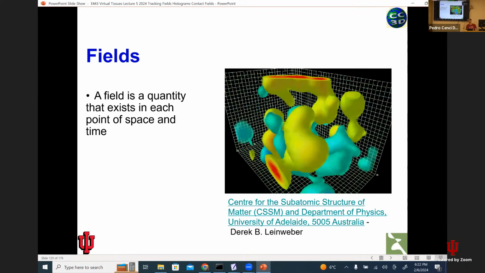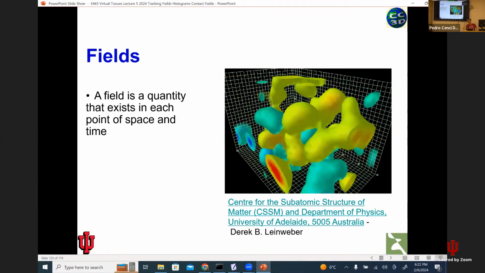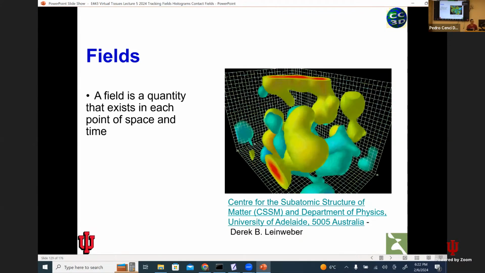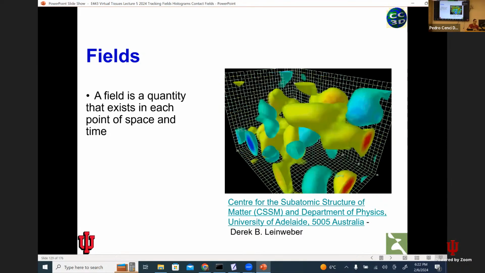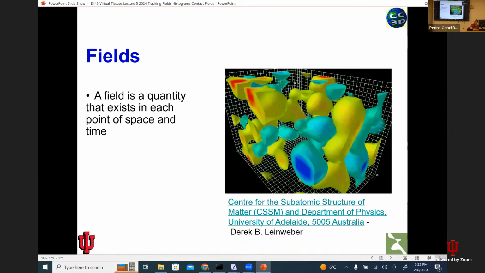Now we will start with fields. So hopefully we'll cover everything from scalar fields to quantum field theory today. No, I'm joking. That's what I want. Yeah, that's what we want.